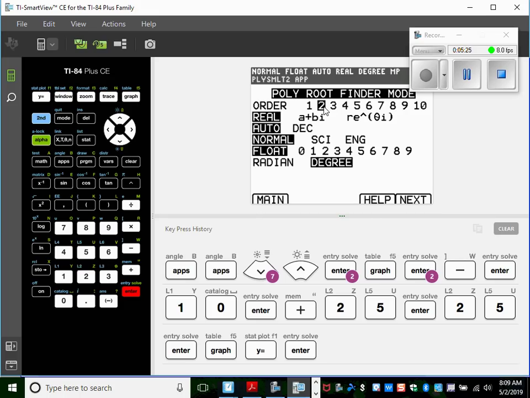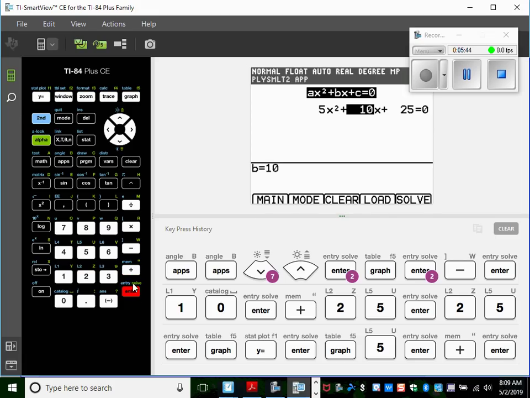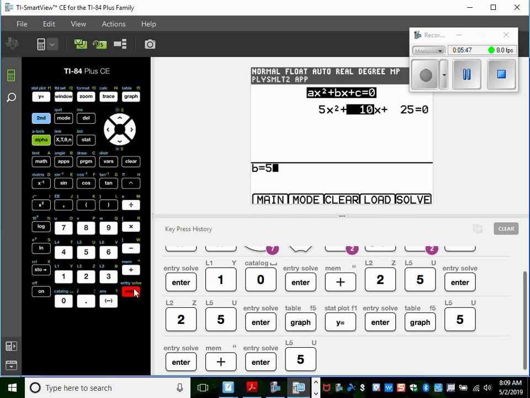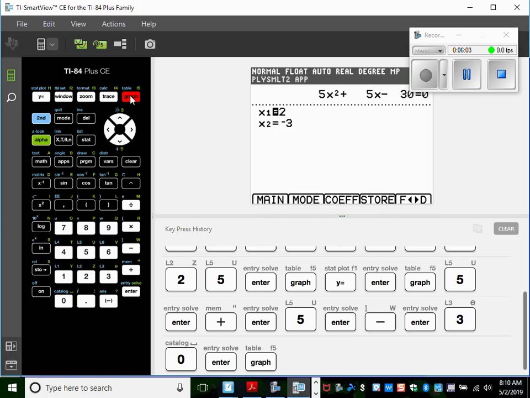Yes, the degree is 2, the order is 2, so we're going to hit enter, or next, sorry, which is graph. Okay, now this time we're going to put in 5, enter first, plus, enter, 5, enter, and minus, enter, 30, enter. Hit solve as graph. There are your x-intercepts.